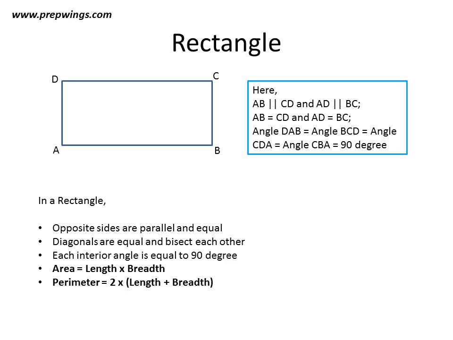The area of a rectangle is given by length into breadth, where length is one of the sides and breadth is the other side. The perimeter of rectangle is given by 2 into length plus breadth.